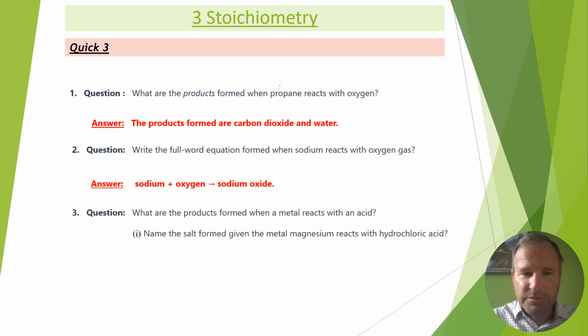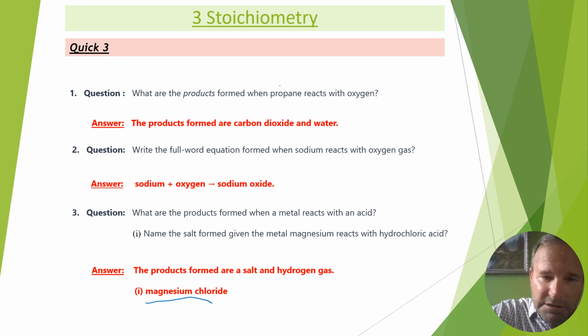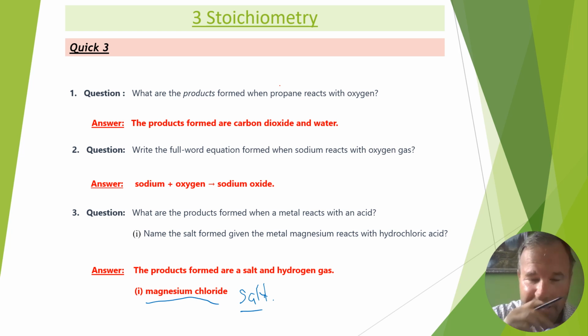And the third question, what are the products formed when a metal reacts with an acid? A bit more complex, but using the previous information you can work it out and name the salt formed. So the products formed are a salt and hydrogen gas, and the name of that salt is magnesium chloride. More to come in the lessons looking at acids and alkalis, and we'll get to know how we work out naming our salt in acid and alkali reactions.